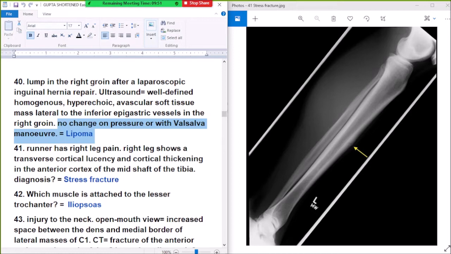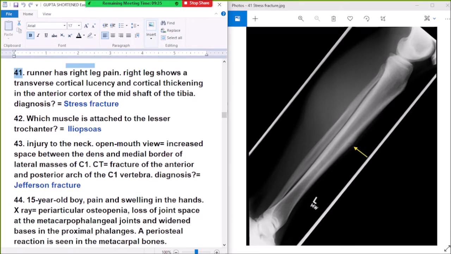Diagnosis lipoma. Because you might think that a lump in the right groin is a hernia, but when you see there is no change on pressure or Valsalva maneuver, and an avascular, homogeneous soft tissue mass on ultrasound, it is diagnosed as lipoma.